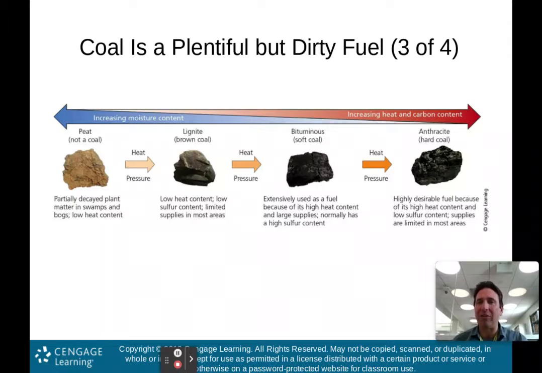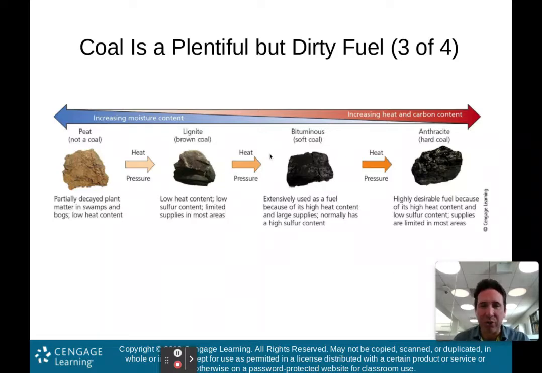And then we have something called anthracite or hard coal. This is a highly desirable fuel because of its high heat content and low sulfur content. However, the supplies are limited in most areas. So anthracite coal is a little cleaner than the bituminous coal, but again, we don't have as much of it.